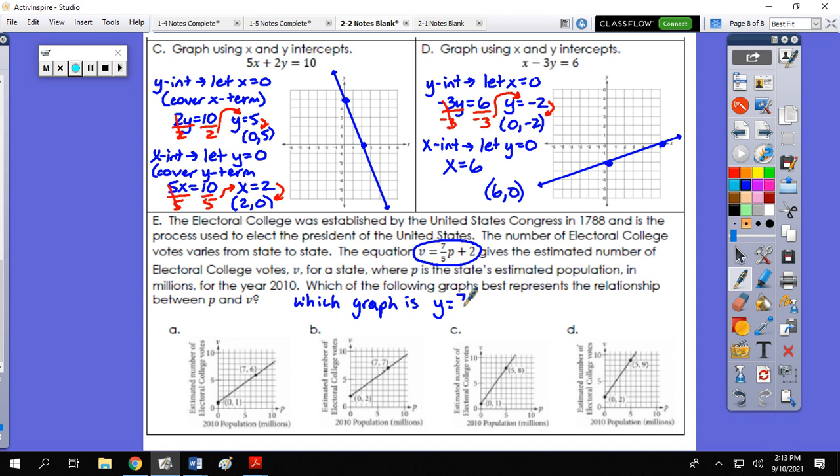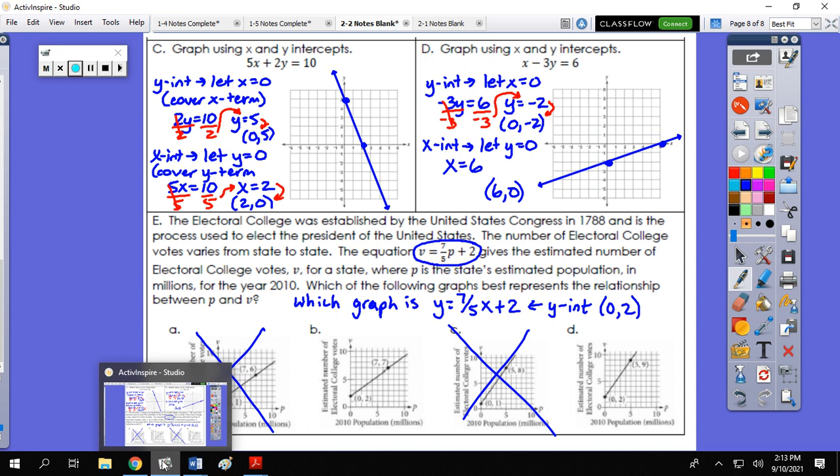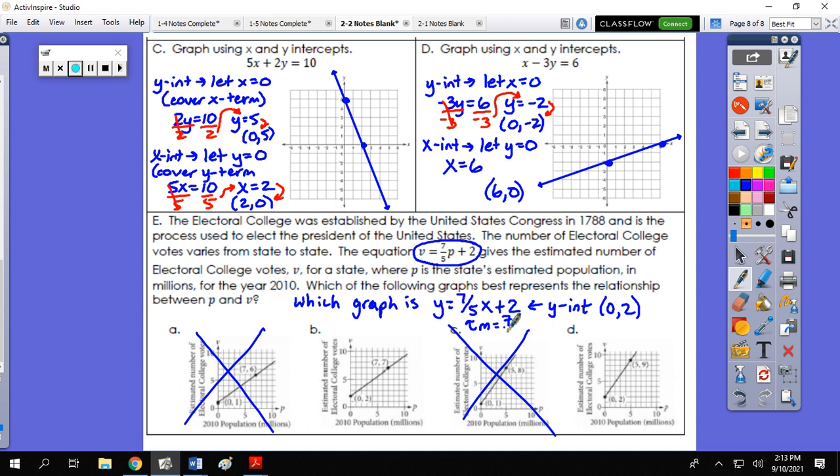is y equals 7/5 x plus 2. So first of all, the plus 2 is the y-intercept, which means the graph must pass through 0, 2. The y-intercept is the point 0, 2. If the graph doesn't pass through 0, 2, it is not the correct answer. That eliminates A and C. Then we have a slope of 7/5, which means from that point 0, 2, we're supposed to go up 7 and right 5. Well, which one of these shows us going up 7 and right 5?